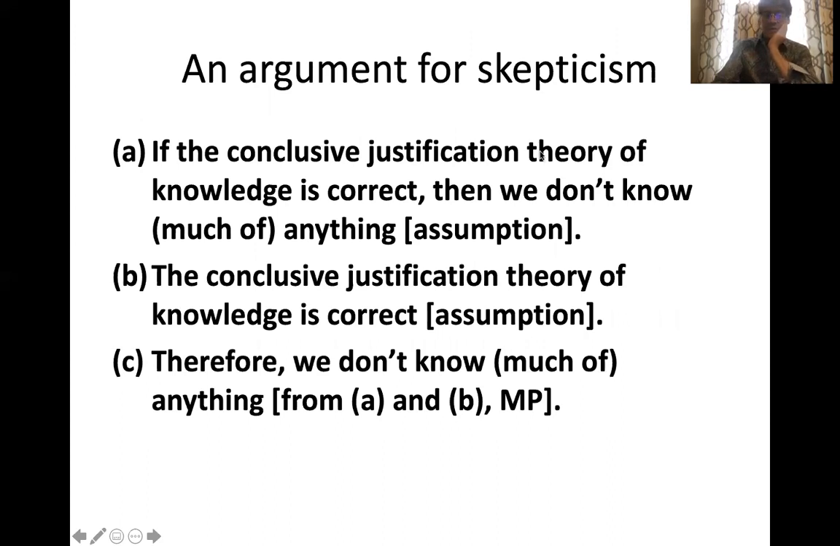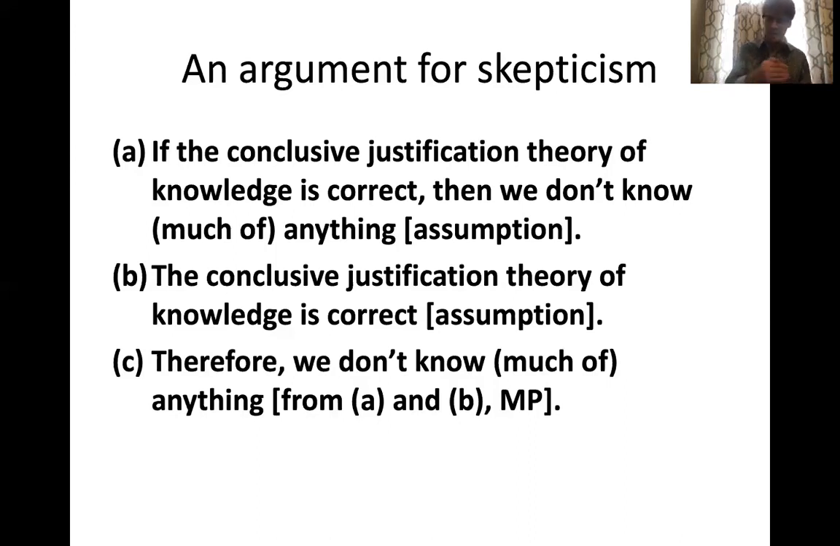If the conclusive justification theory of knowledge is correct, then we don't know much of anything at all. Okay, assumption: the conclusive justification theory of knowledge is correct. And so we don't really know much of anything at all, or potentially we don't know anything at all. The problem that the skeptic is pointing out is that the conclusive justification theory is too strong, right? And if it's too strong, and if it's the right one, then we actually don't know much of anything at all.